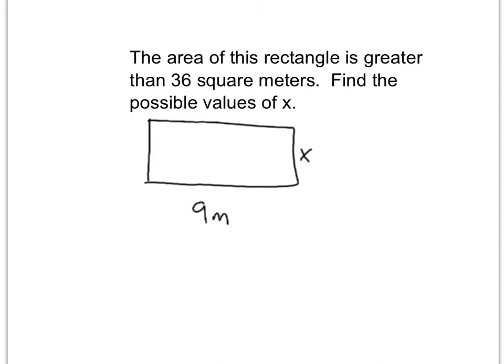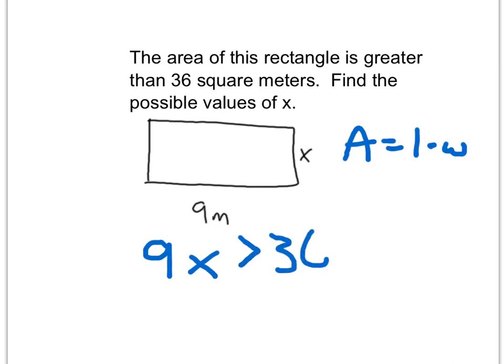It says the area of this rectangle is greater than 36 square meters. Find the possible values of x. Okay, so let's remember here: area equals length times width. Well, my length is 9. My width is x. And that has to be greater than 36 square meters.